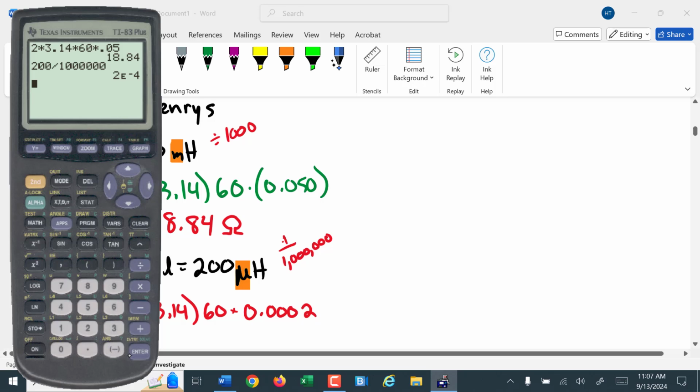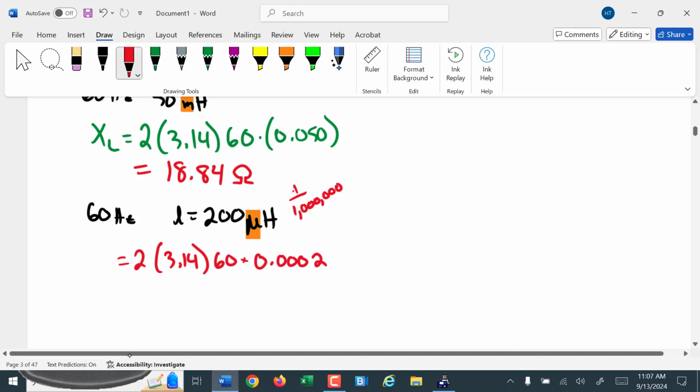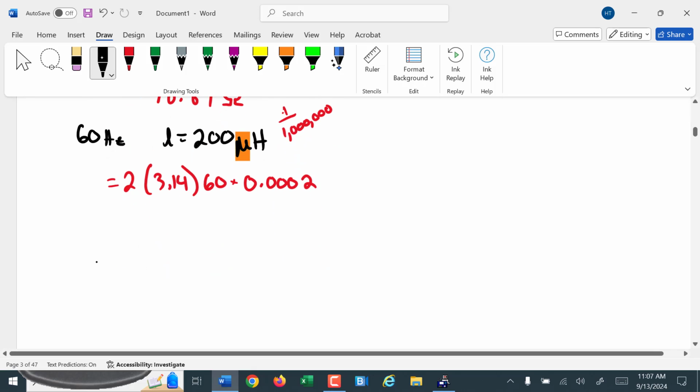My calculator comes with scientific notation. 2e negative 4 means you move the decimal point 4 spots to the left, so it's 0.0002. Has anybody else had that pop up on their calculator? We get that E with a number after it. Okay, what that is, is scientific notation. So I have the 2e negative 4 there.